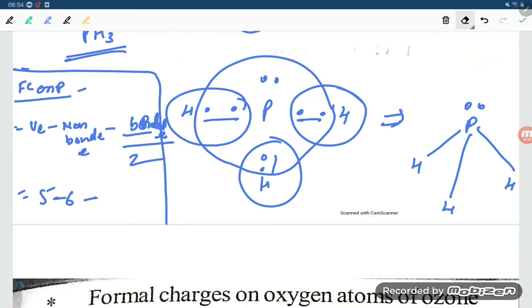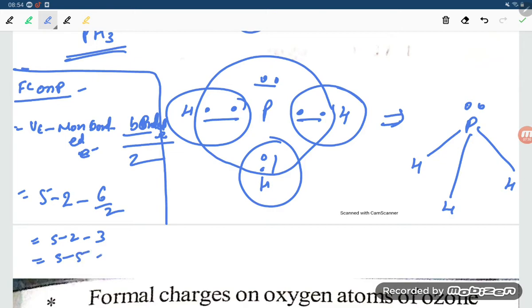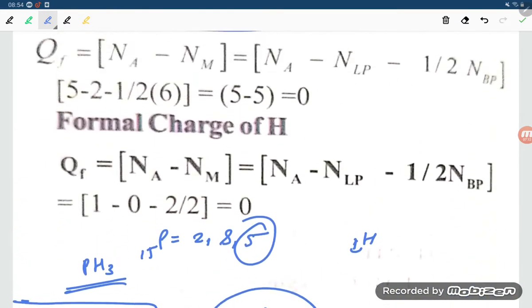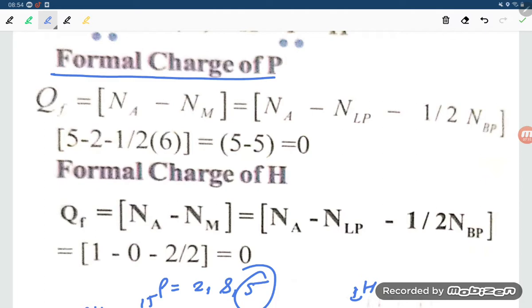Student, here it is minus non-bonded electrons. So non-bonded electrons, how many, student? Here in this case, how many non-bonded? 2 only. So 5 minus 2 minus bonded electrons by 2. So 2, 4, 6, 6 by 2. So how much is coming, student? 5 minus 2 minus 6 by 2, 6 by 2 is 3. So 3 plus 2 is 5, 5 minus 5, how much is coming? 0.